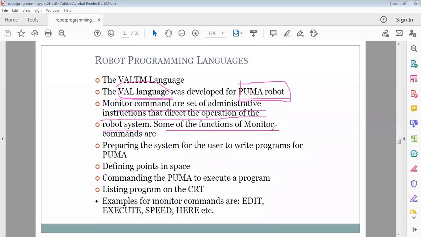Some of the functions are monitor commands: preparing the system for the user to write programs for Puma, defining points in space, commanding the Puma to execute the program, and listing the program on the CRT. Examples of monitor commands are edit, execute, speed, clear, etc.